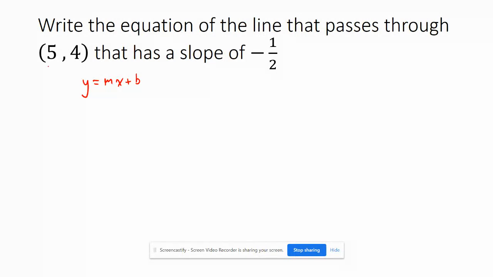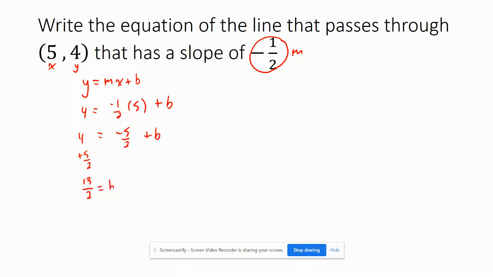In this one, we're going to call this point (x, y), and our slope equals negative 1/2 is our m value. So we have 4 equals negative 1/2 times 5 plus b. That means 4 equals negative 5 over 2 plus b. When we add 5 over 2 to both sides, we get 13 over 2 as our b value. So we get y equals negative 1/2 x plus 13 over 2. This is one way we can write the equation of a line, in slope-intercept form.